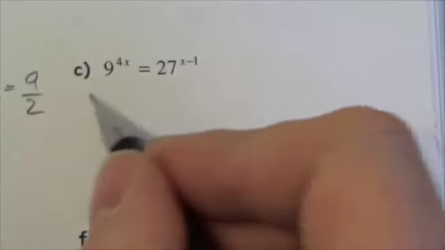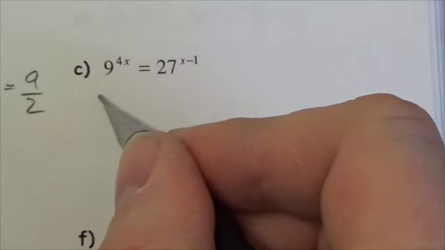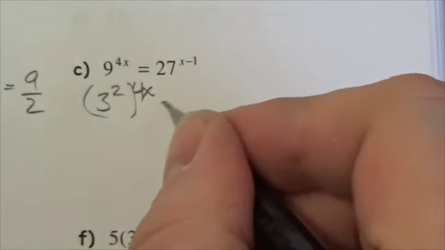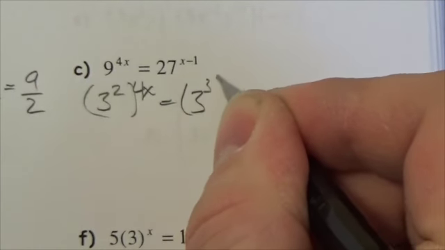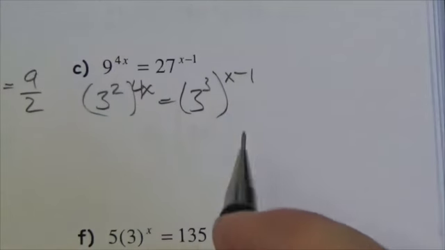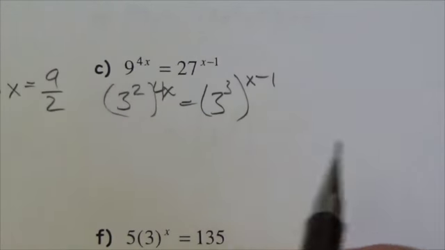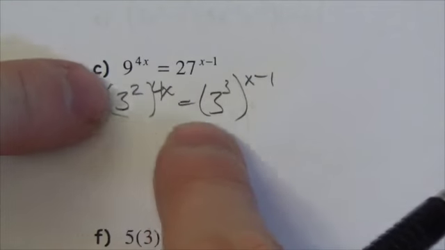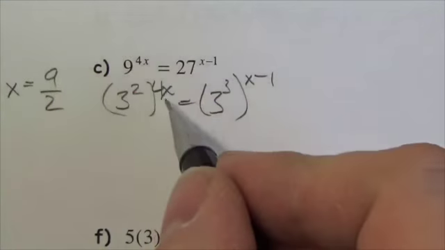Now this is, I hope you see it right away, this is base 3. So this will be 3 squared, there's 9 to the 4x. 27 is going to be 3 cubed to the x minus 1. And now I want to say it, I haven't done anything. Kind of keep going back to that. I haven't done anything here because I've just replaced 9 with 3 squared. I've replaced 27 with 3 cubed.